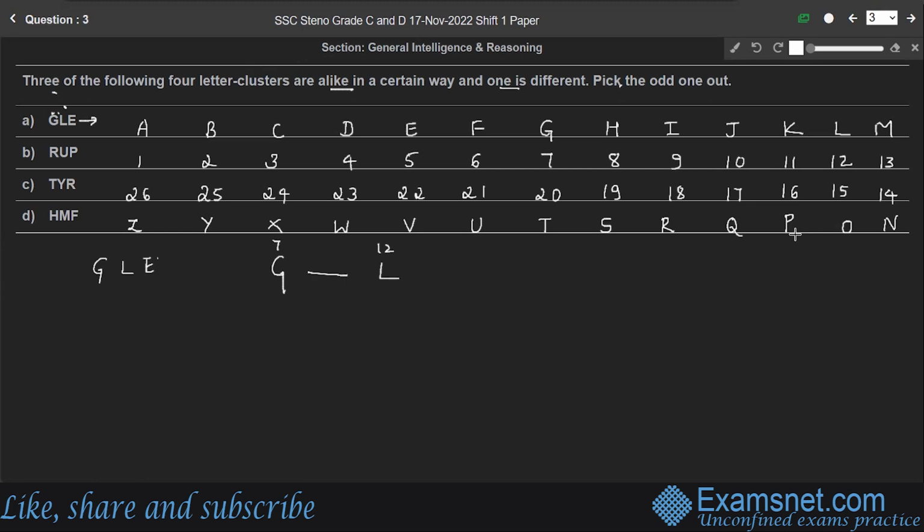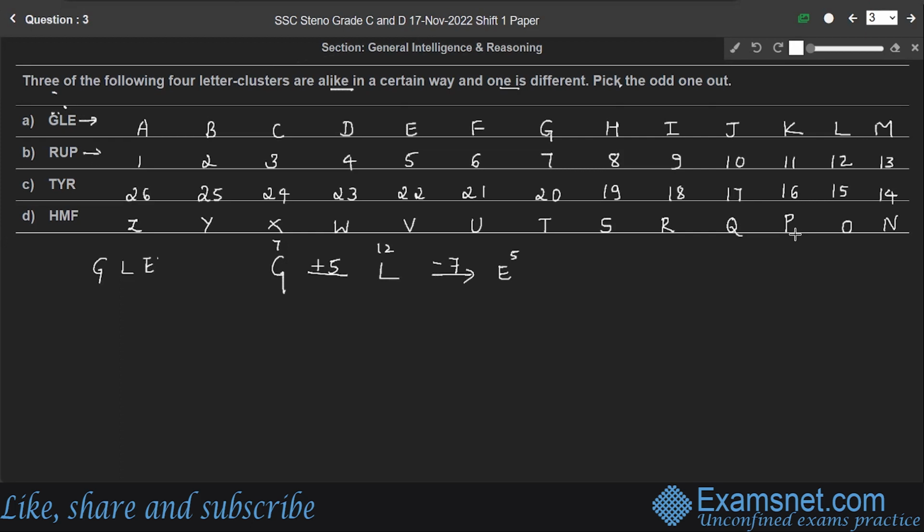So we can write G plus 5 as L, right? Whereas E, its positional value is 5, right? So 12 minus 7 is 5, right? Or L minus 7 is E, right? Here the logic is very simple. So first letter plus 5 is second letter, minus 7 is third letter, right?